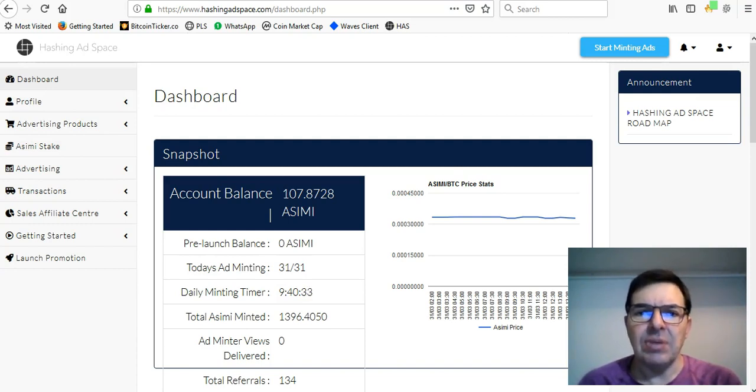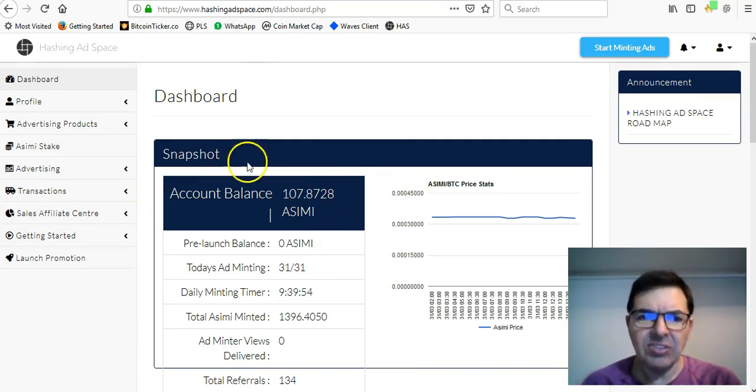Staking is very popular in the crypto world, and they normally do that to bring stability to the cryptocurrency that you are staking. In this case, we are staking Asimi, and how we get Asimi is we go to the Waves client, or Waves decentralized exchange, and we exchange our Bitcoin for Asimi, and then we move the Asimi to Hashing Ad Space, and then we stake that Asimi.